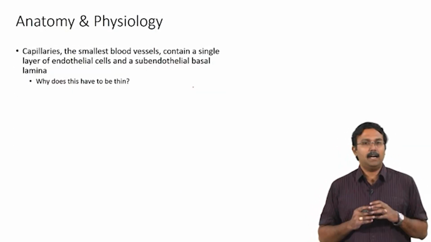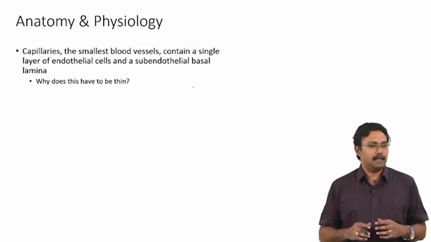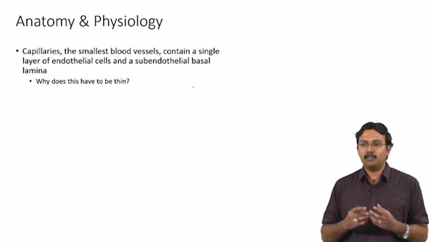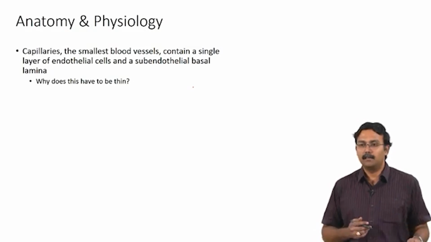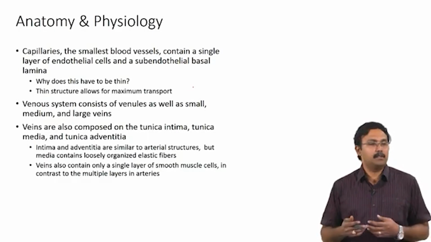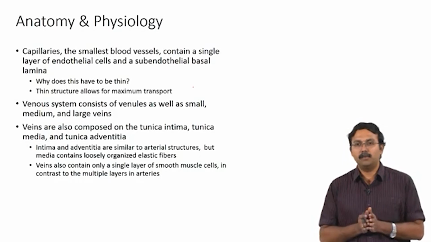So, capillaries are the smallest blood vessels, which contain a single layer of endothelial cells and a subendothelial basal lamina. It does not have anything else. Why do you think this has to be thin? Easy exchange. You want the nutrients and other things to be transported, so you want to make sure that there is no diffusion limitation. For this reason, it has to be thin.